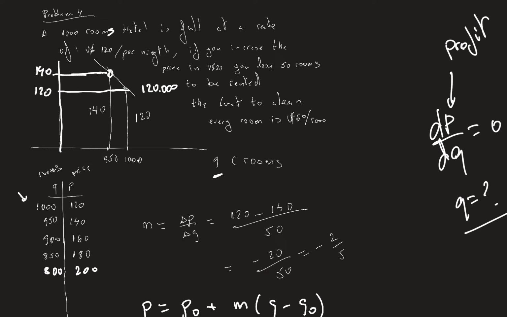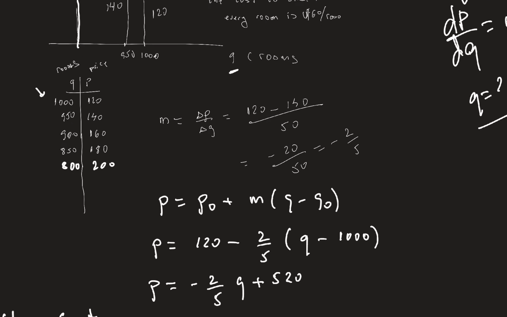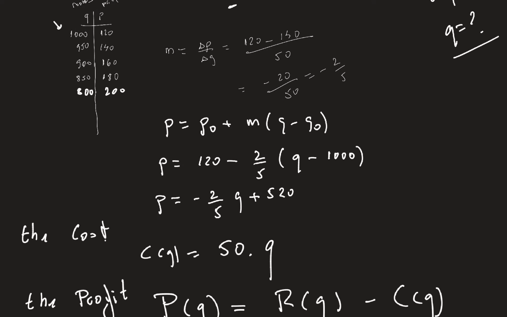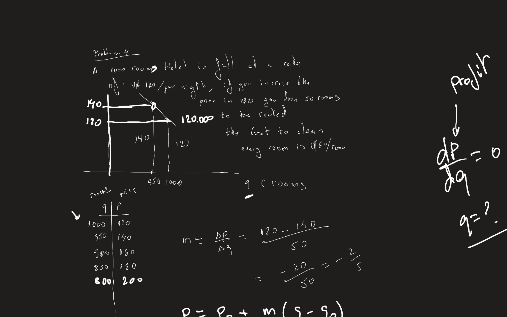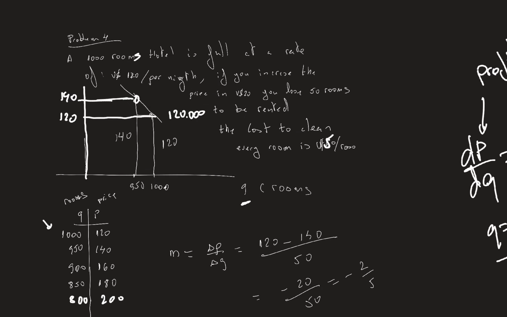So the cost to clean the room is, say, $60, but maybe I change it here. I put it at 50. So let's put $50 per room. Every room costs $50 to clean and maintain, to change the sheets, to clean, whatever.